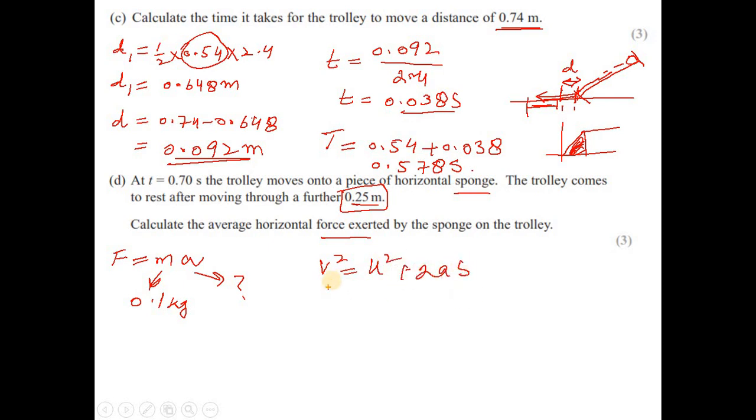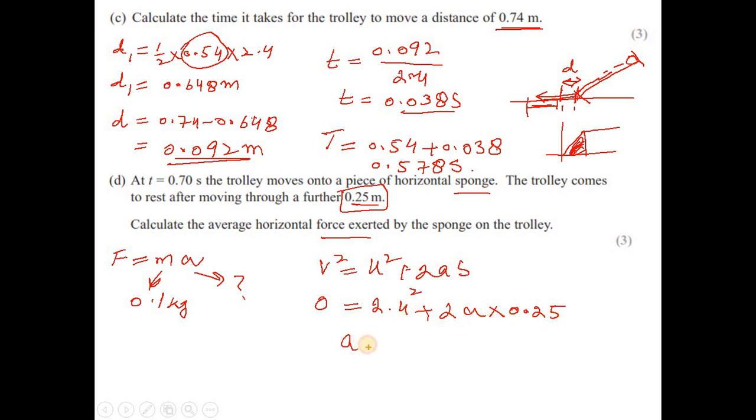So v is 0 because the trolley is coming to rest. So 0 is equal to u squared plus 2a into distance. u is the velocity, and it was moving with a constant velocity of 2.4 before coming onto a sponge. So 2.4 squared plus 2a into distance, and the distance is 0.25 meter, and you solve this equation for a.